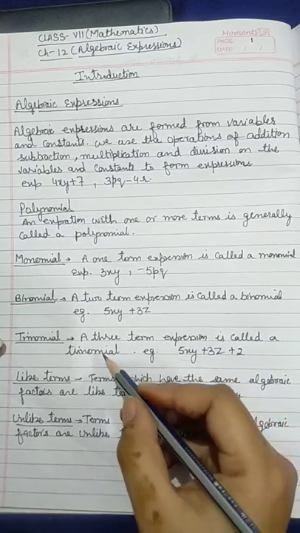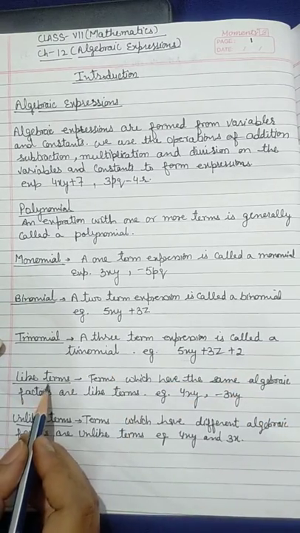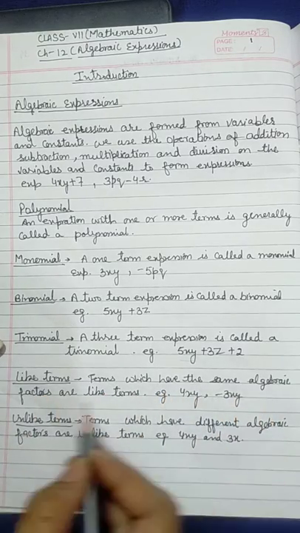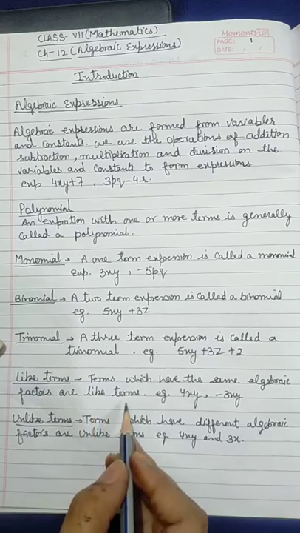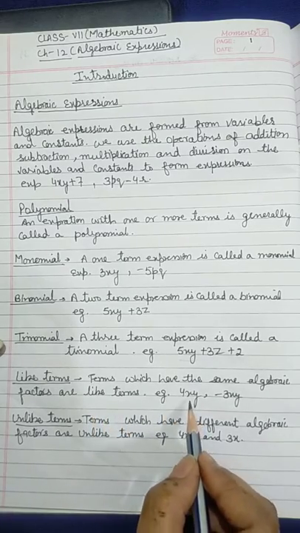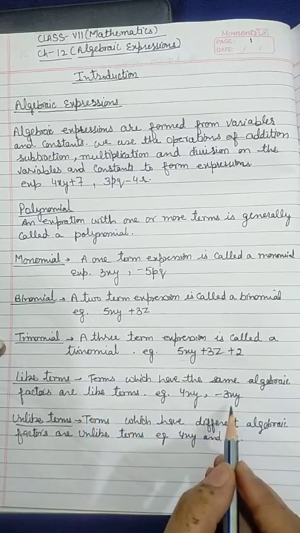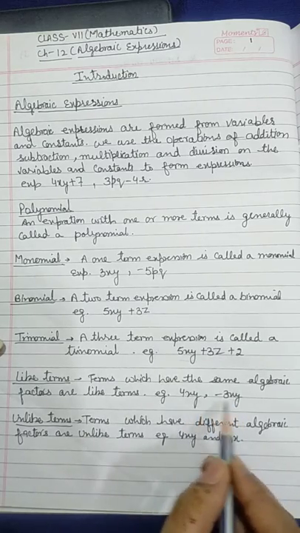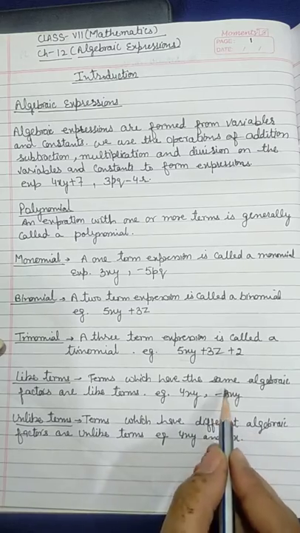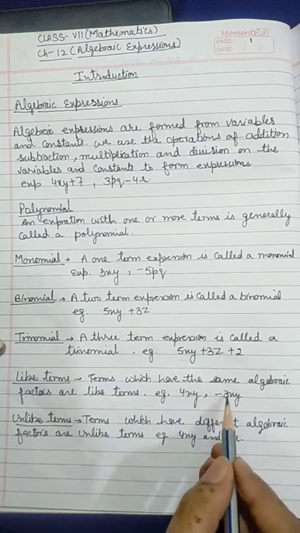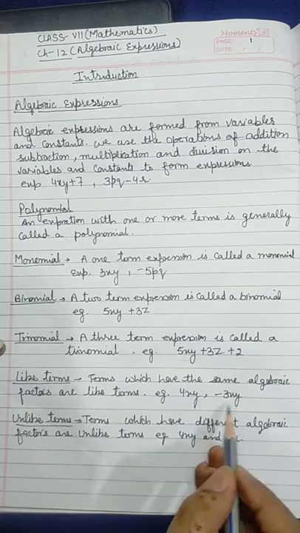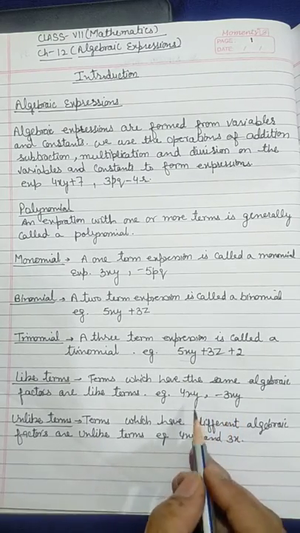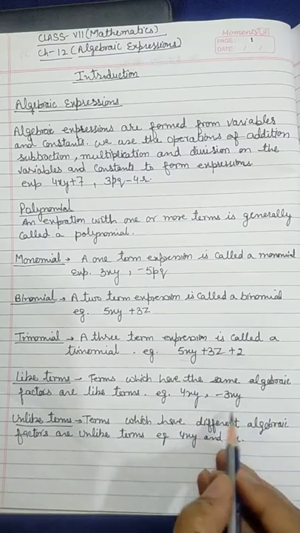After that we will move to like terms. What are like terms? Terms which have the same algebraic factors are like terms. See here, example 4xy and minus 3xy. We will just think about xy and xy. The variables should be the same, their power must be the same. We will not bother about this 4 and minus 3. We'll just think about the variables. They must have the same power, they must be the same expressions. That is known as like terms.